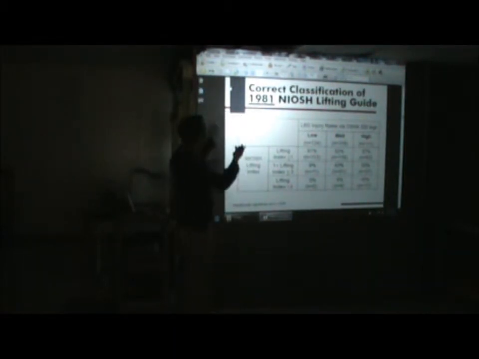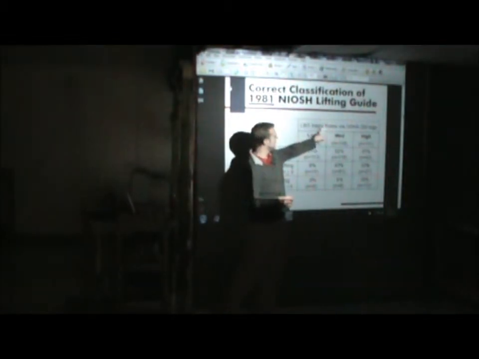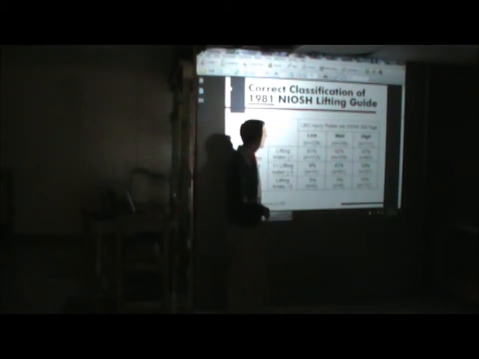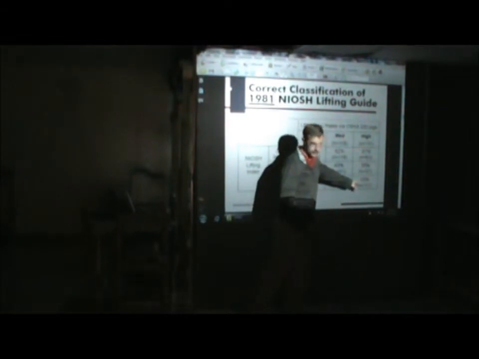So as far as the NIOSH lifting guide, the 81, I mentioned it was high specificity but low sensitivity. If you looked at low back disorder injury rates via OSHA 200 logs, which are just the tracking logs for injuries for companies, and you had a job with a lift index score of more than 3, which means it's a hazard, it only really predicted 10% of those. So it wasn't very sensitive.